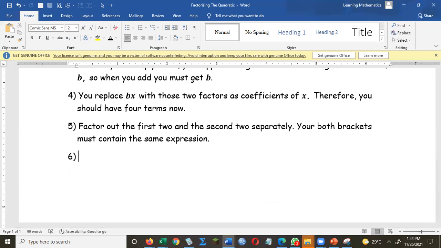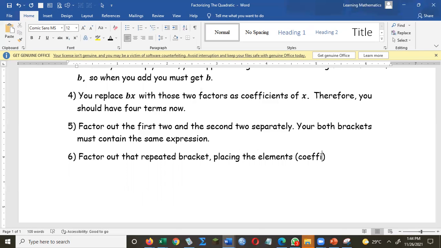So when that happens, you factor out that repeated bracket, placing the elements, which of course are coefficients, I'll point them out to you, into brackets.